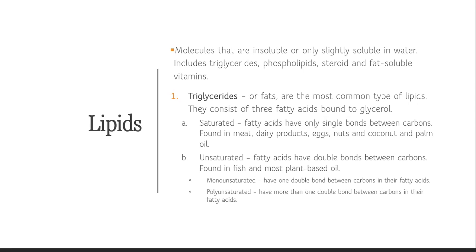And there are two types of unsaturated fats, the monounsaturated, which means contains one double bond, and polyunsaturated, which means have more than one double bond.